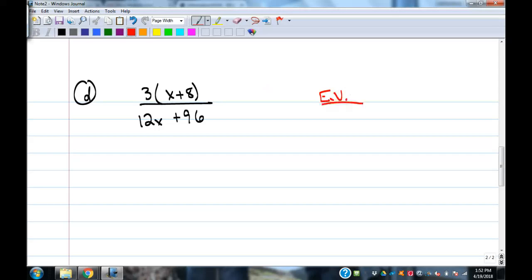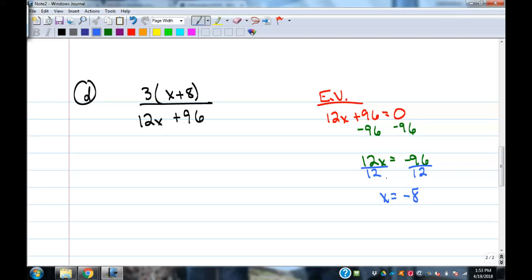Yeah, excluded value. Just go ahead and get that out of the way. Subtract 96, good. 12x is equal to negative 96. Divide by 12, that's good. And there's negative 8. So our excluded value for this is negative 8. Whoopee. We're not doing anything much with that right now. We're going to get to that, but not today. We just have to find them today.